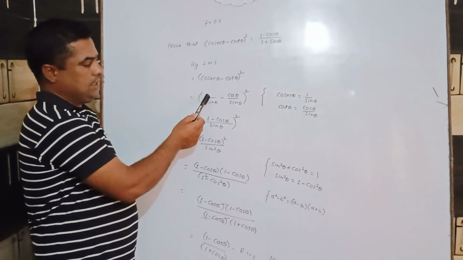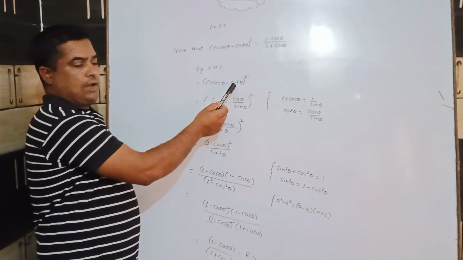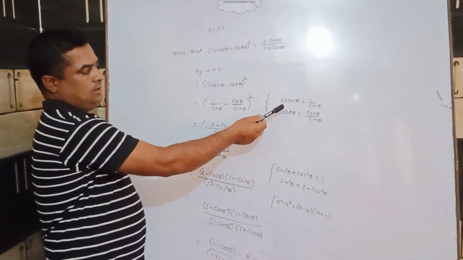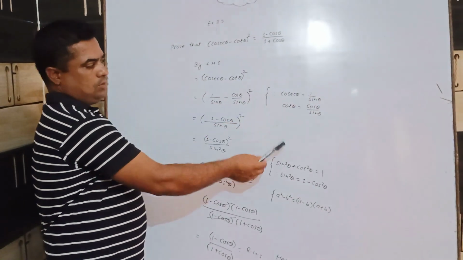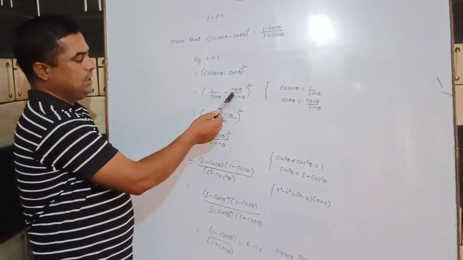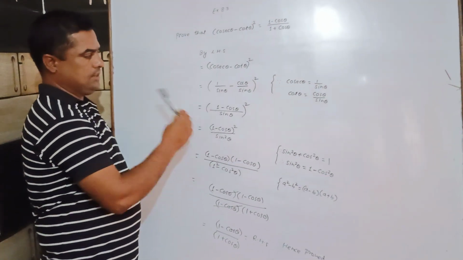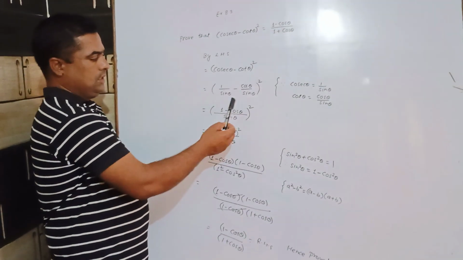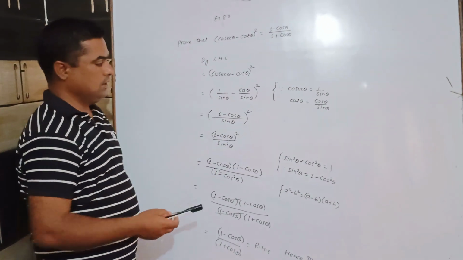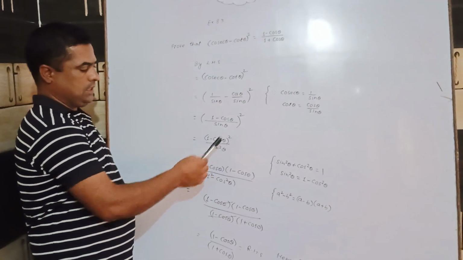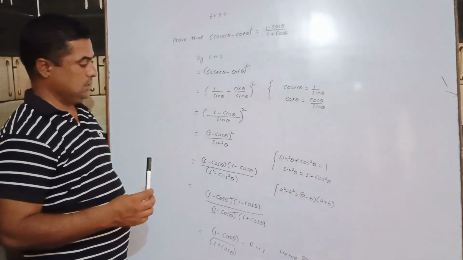The value of cosec theta is 1 upon sine theta. The value of cot theta is cos theta upon sine theta. Both the denominators are same, so the LCM will be sine theta. In the numerator, we will write 1 minus cos theta upon sine theta whole square. We are taking the square of both the terms: (1 minus cos theta) whole square upon sine square theta.